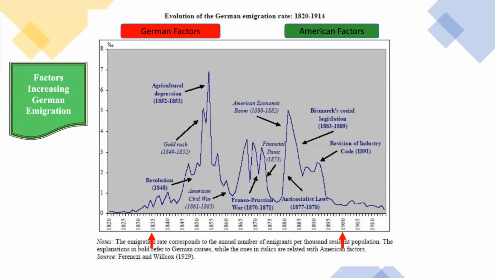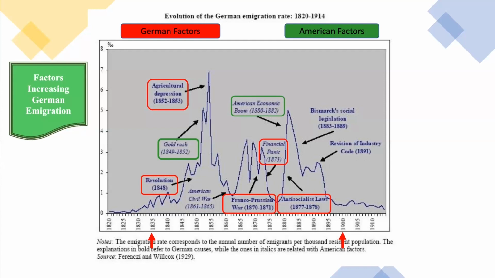So, factors increasing German immigration. In 1848, the German Revolution failed. In 1849 to 1852, the American Gold Rush. From 1852 to 1853, German agricultural depression. From 1870 to 1871, the Franco-Prussian War. From 1873, the German financial panic. 1877 to 1878, the German anti-socialist law.